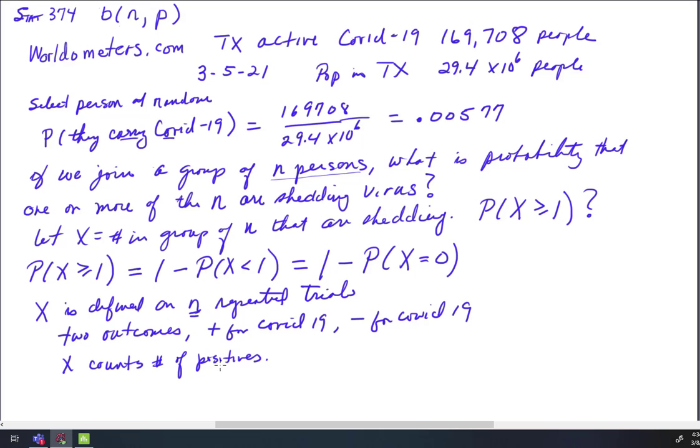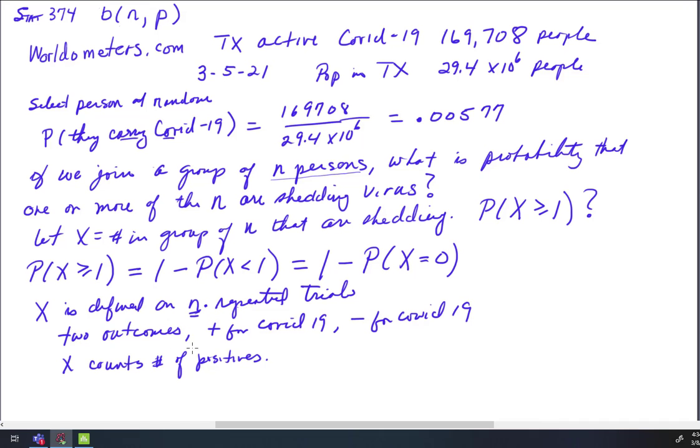positives. Well, it's not much of a stretch to think about these n repeated trials as being independent. Now, of course, there's some debate there, but overall, I think we'd be justified in saying that if we've randomly selected the group, if we join a group that's not assembled because they're all brothers and sisters or because they all live in the same house, but just kind of a random grouping, it's not much of a stretch to say that these n trials would be actually independent.